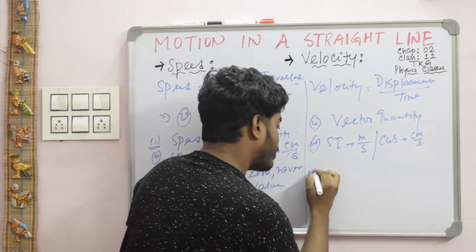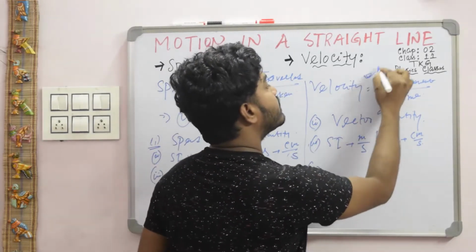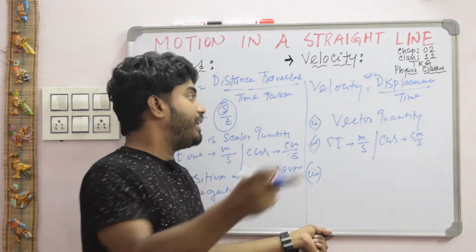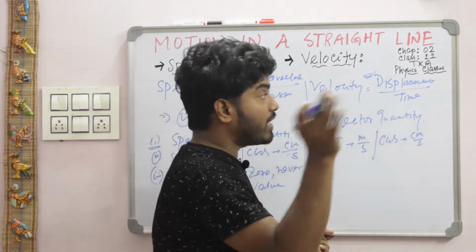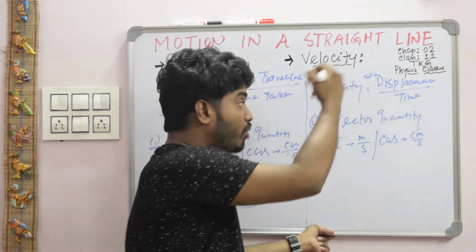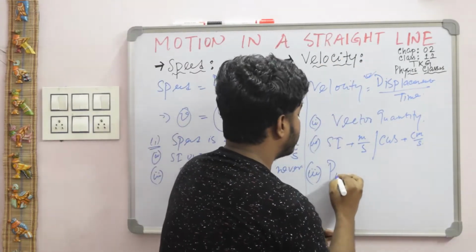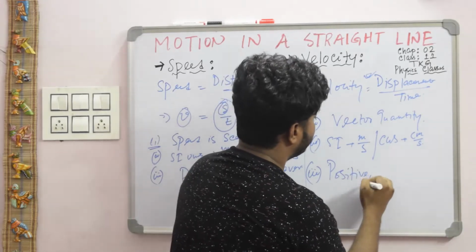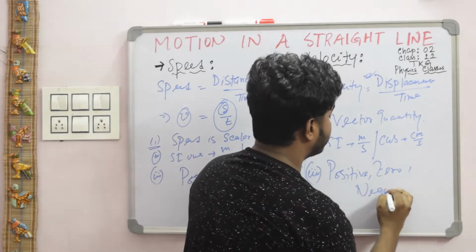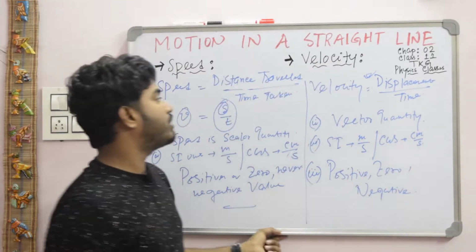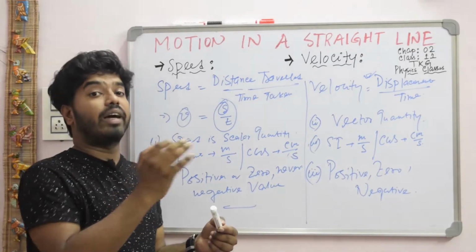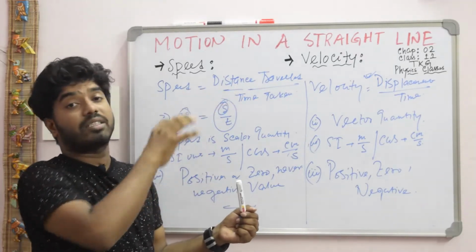Now you know displacement may be positive, may be negative, may be 0, and velocity is related to displacement. So we can say velocity may be positive, may be 0, and may be negative. So this is the basics related to speed and velocity. Now we classify speed and we classify velocity.